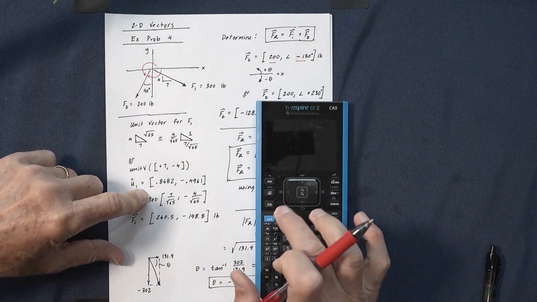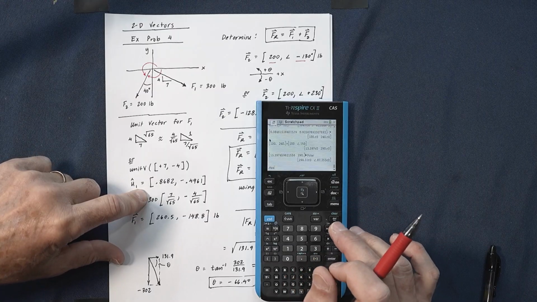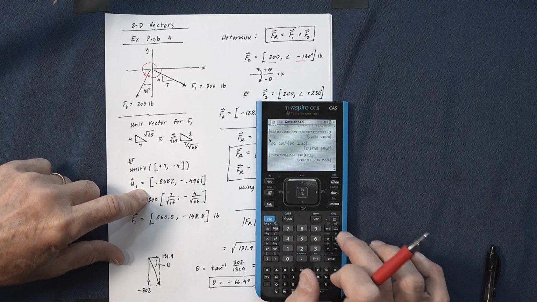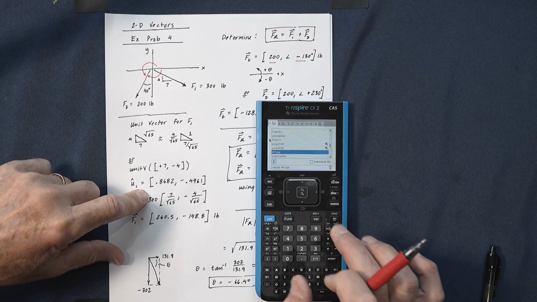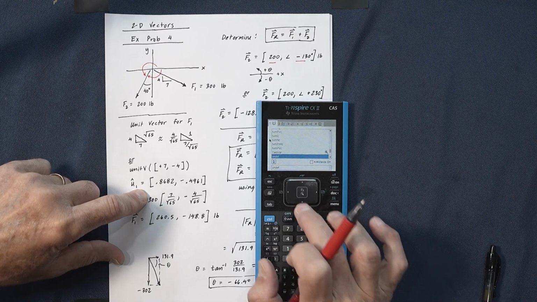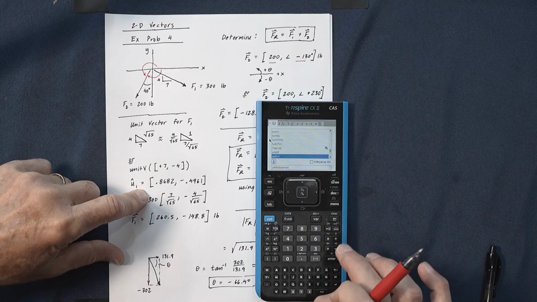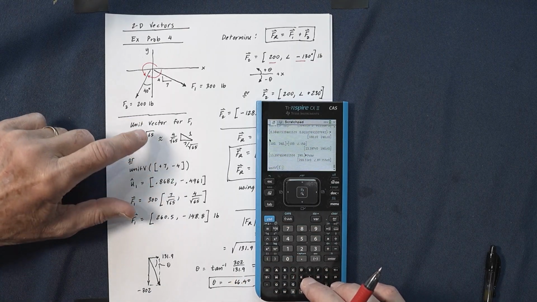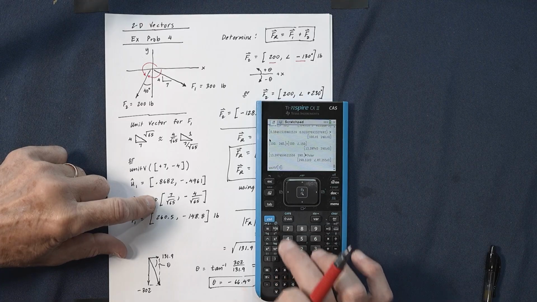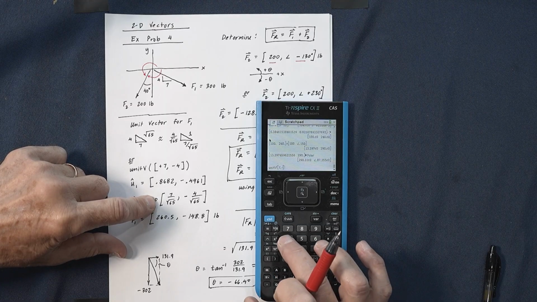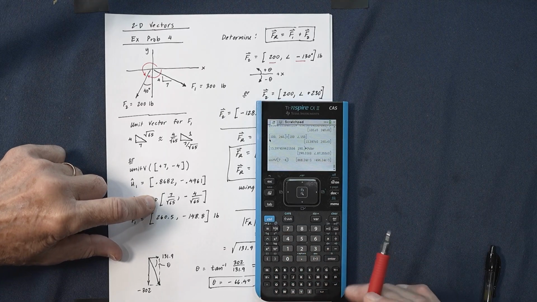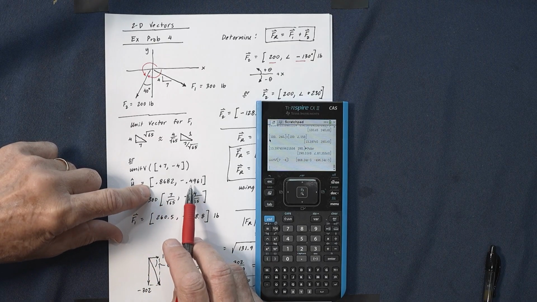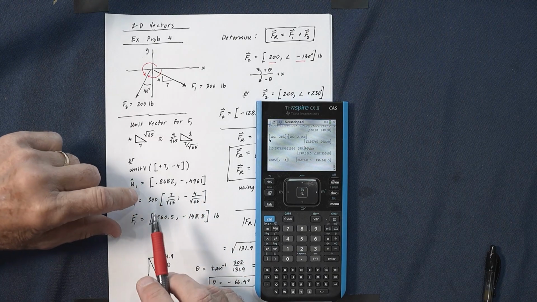And then I have a minus 4 over square root of 65 as the y component of the unit vector. Or I can just go into my calculator, click the catalog, and I'll go U, the unit vector function, enter, square bracket, and then I've got 7, comma, minus 4, enter. And I get 0.8682 and negative 0.4961.